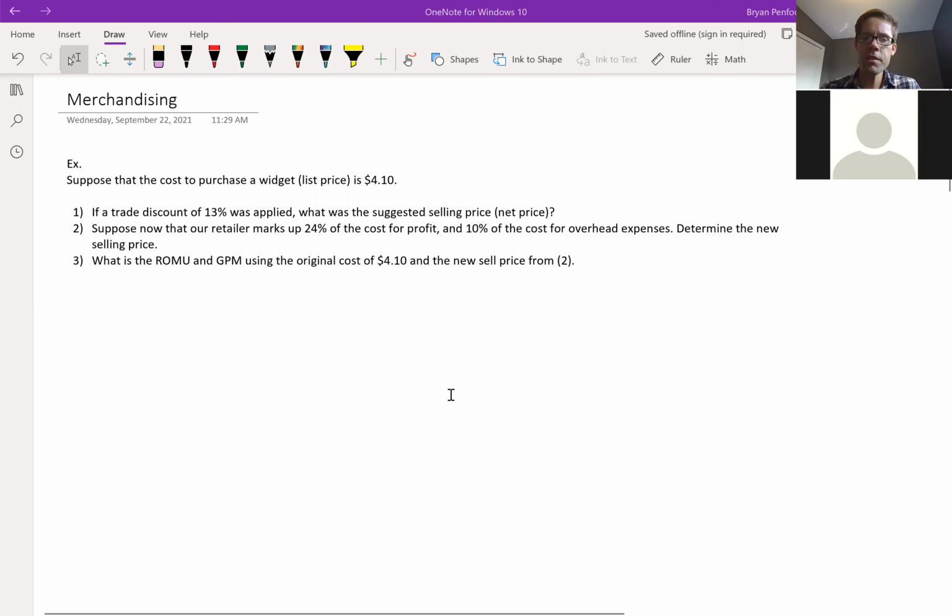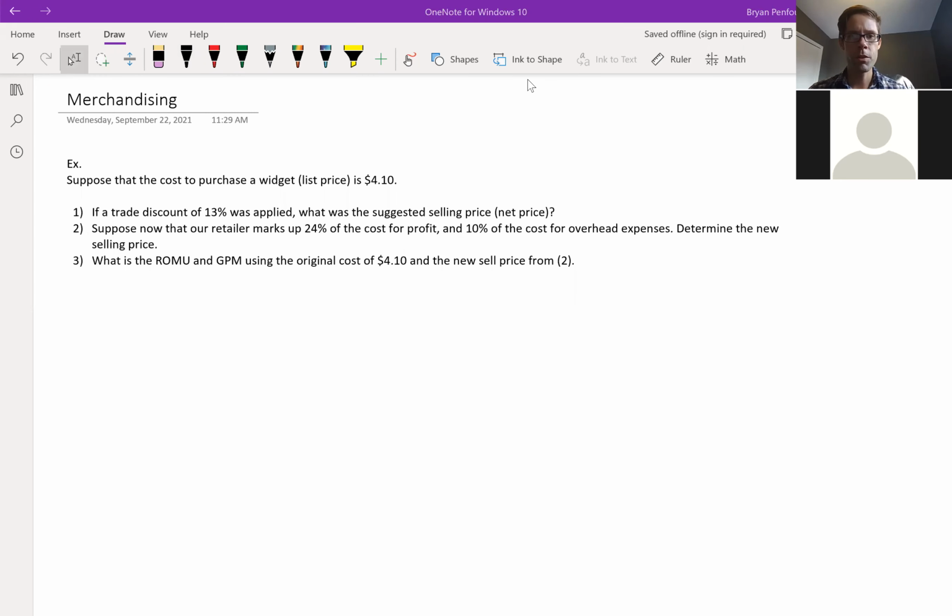Okay, so there's this interesting relationship between what we would sometimes call the net price and list price and what we call a trade discount. So the first formula that we want to spend a little bit of time with is just making sure that we understand how to apply a trade discount.